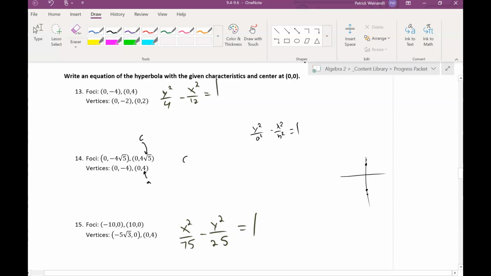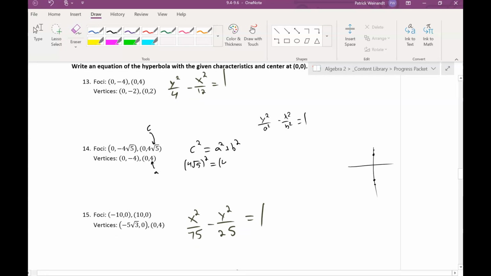The equation that relates those quantities, when you're working with a hyperbola, is c squared equals a squared plus b squared. So we're going to have 4 root 5 squared equals a squared, which is 4 squared. 4 root 5 squared gives us 80. 4 squared is 16, which means b squared is going to be 80 minus 16, which is 64.